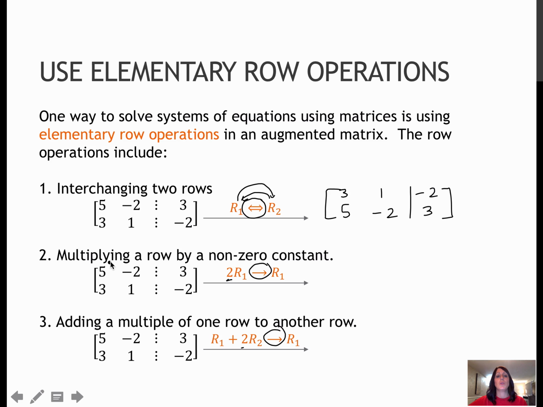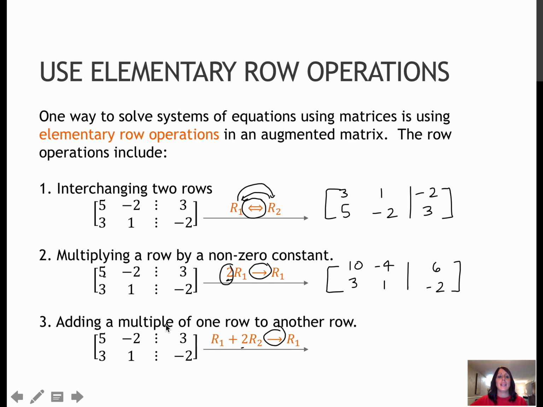The second is multiplying a row by a constant. So obviously a non-zero constant, because if we multiplied by 0, everything would be 0. Notice it's saying 2 times R1 will become R1. So row 2, nothing is happening to. So I'm leaving row 2 exactly as it is, but I'm going to take 2 times R1 and put that in row 1. So 2 times 5, which is 10, 2 times -2, which is -4, and 2 times 3, which is 6. So that would be that row operation that I'm multiplying by 2, multiplying R1 by 2, and putting it back into R1.